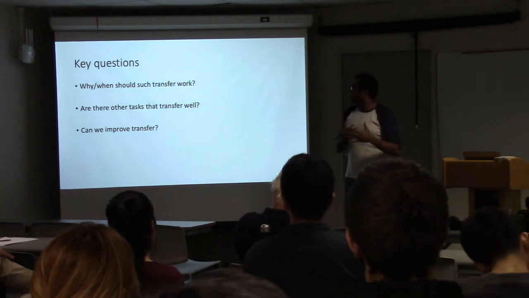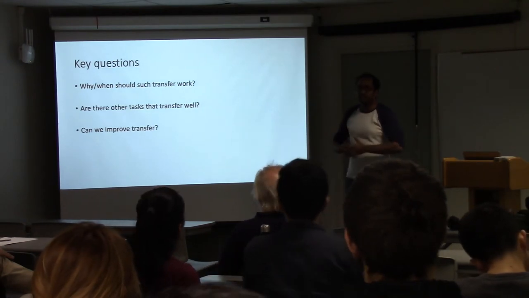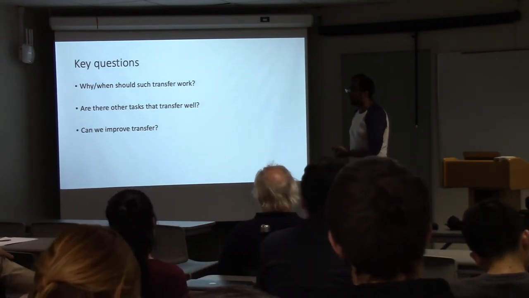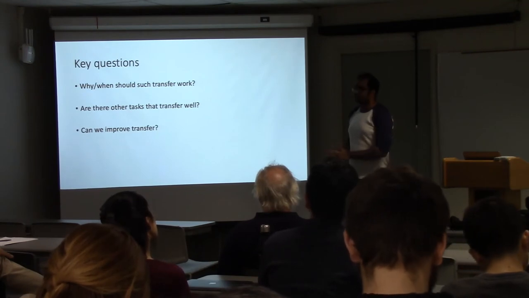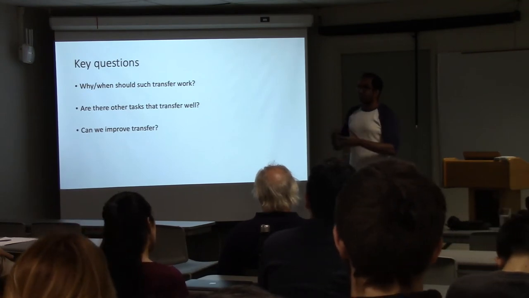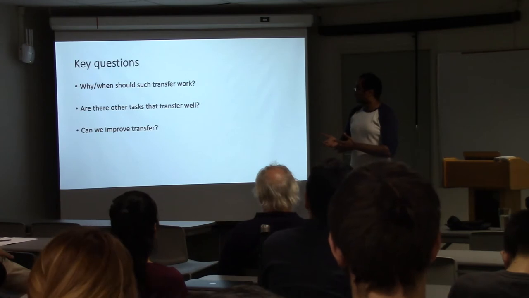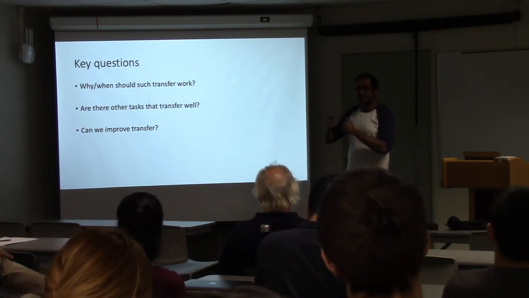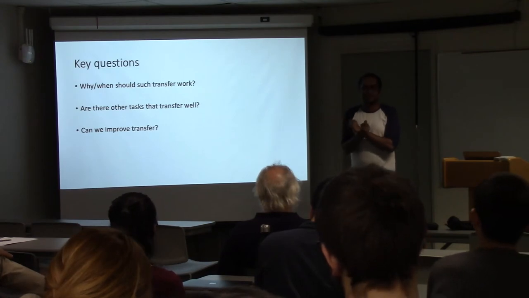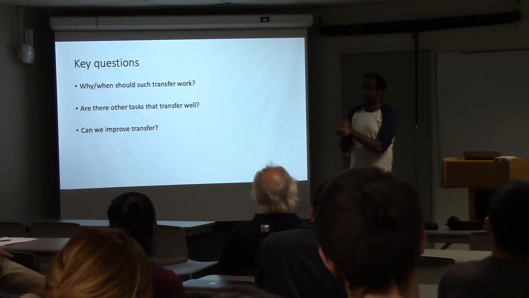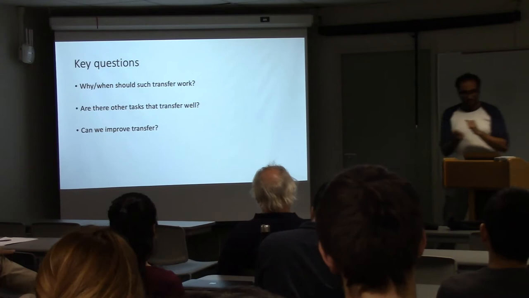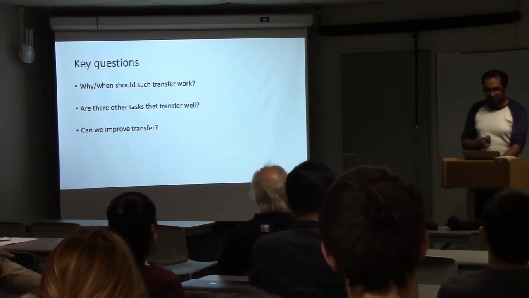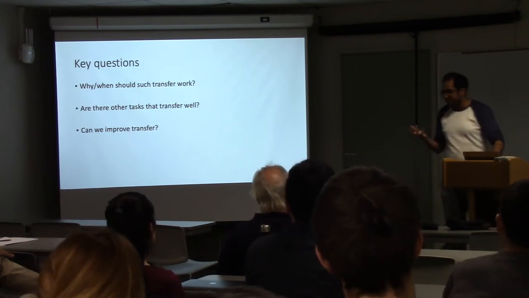What tasks transfer in this way? So are there other tasks that we can train on so that it actually transfers well? And then how can we improve this transfer? So I've shown you that convolutional networks transfer well in a particular way, but as humans, we do a lot more, as I showed you. We can recognize new classes with just one training example. So how can we actually improve that? So those are the key questions that I'm interested in.